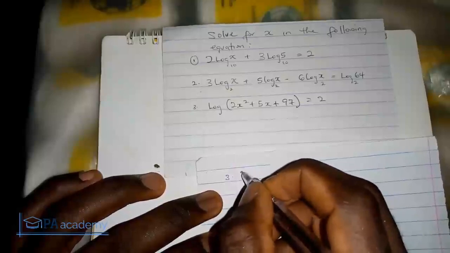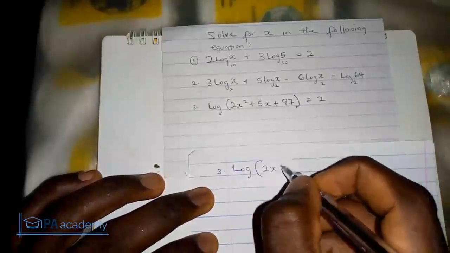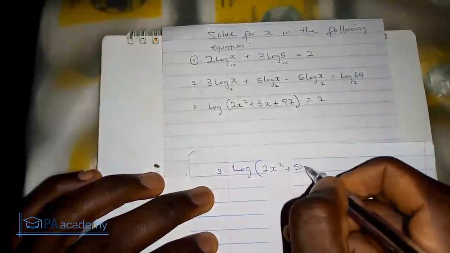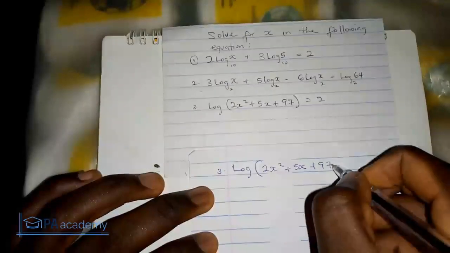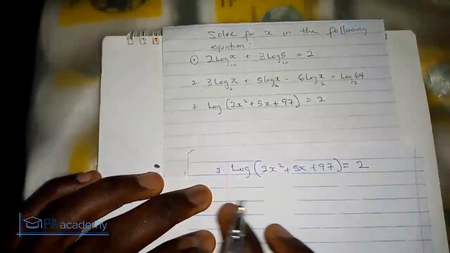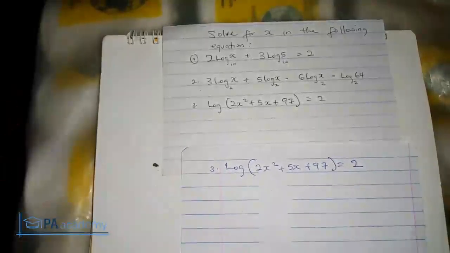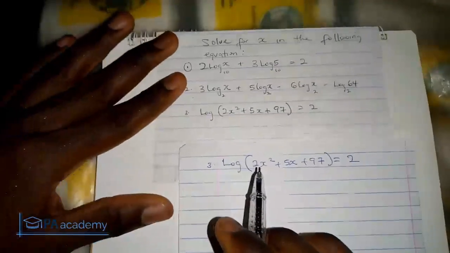Question number 3, we have log of the bracket 2x squared plus 5x plus 97 is equal to 2. So if you look at this question, the log has no base. So in a situation like this, like I said in the previous part of the video, you assume it to be base 10.